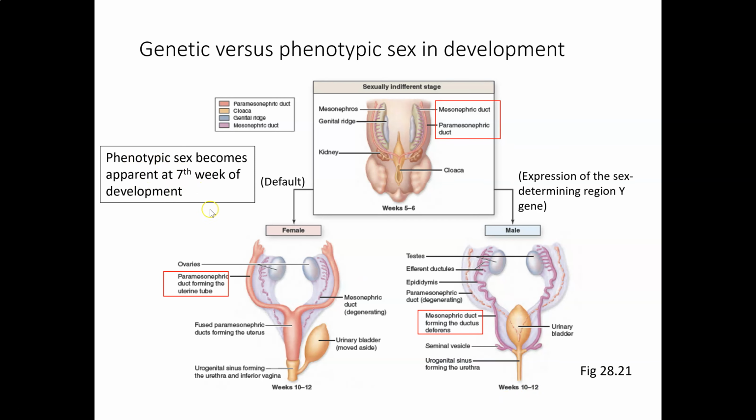This becomes apparent during weeks 10 to 12, but the phenotypic sex, the appearance of different reproductive systems, only starts to be apparent at around the 7th week. But this is all internal structure. Whether you have the further development of the mesonephric duct or the paramesonephric duct system, it's all inside the developing pelvic cavity. Externally, you still cannot see much difference even at weeks 10 to 12.